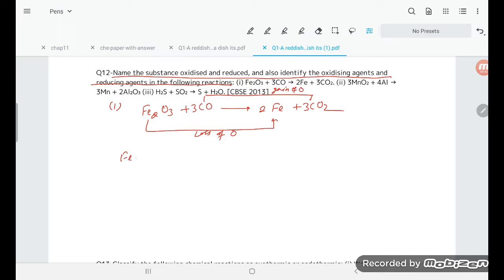So Fe2O3 is reduced to Fe, and CO is oxidized to CO2. So you can say Fe2O3 is reduced because oxygen has been removed, and CO is oxidized because oxygen has been added. Fe2O3 acted as an oxidizing agent because it supplies oxygen to CO, and CO acted as a reducing agent because it took the oxygen.